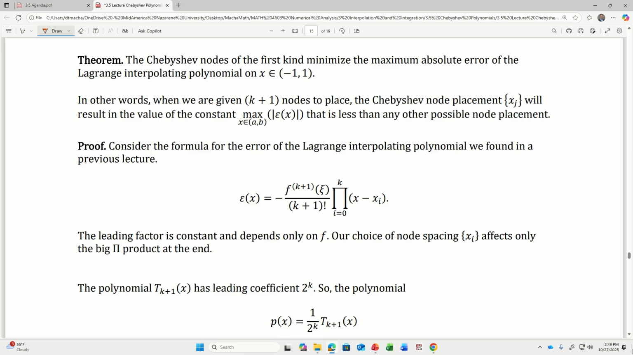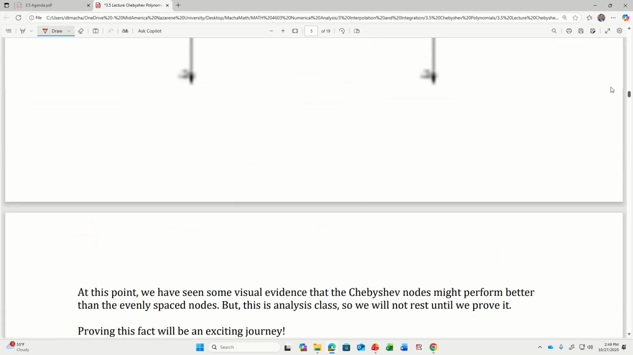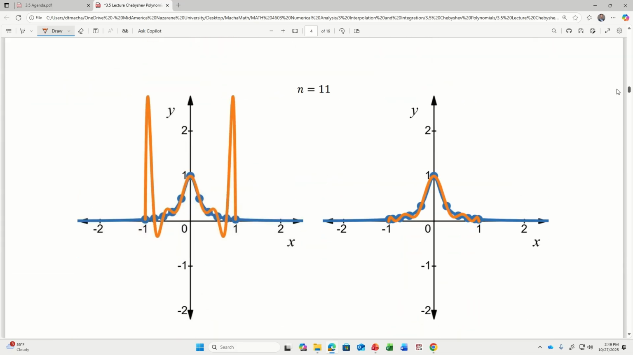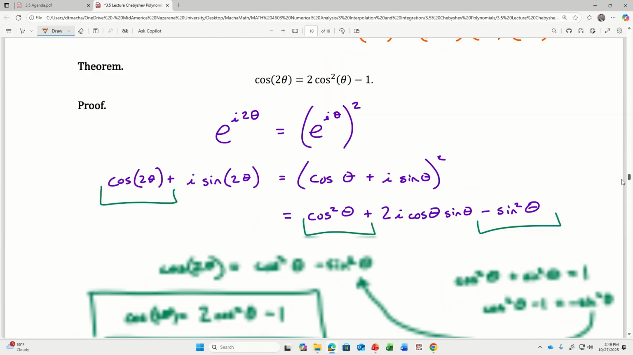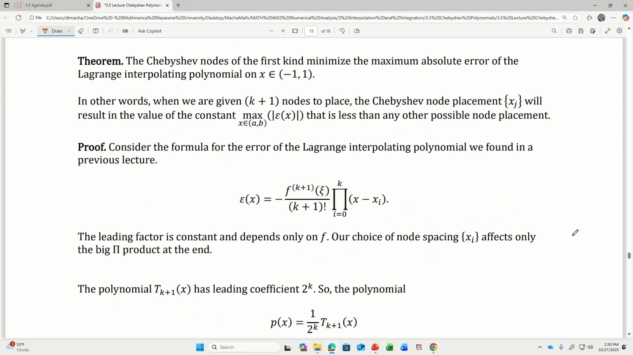And what better way to do that than try to choose nodes that would minimize the maximum absolute error over any x inside the interval. So what I'm showing you here would be the maximum absolute error of x for a point x inside the interval. And we've already seen some evidence that the Chebyshev nodes of the first kind do this, but this time we're going to come up with a proof now that we've developed all of the background to do this proof.